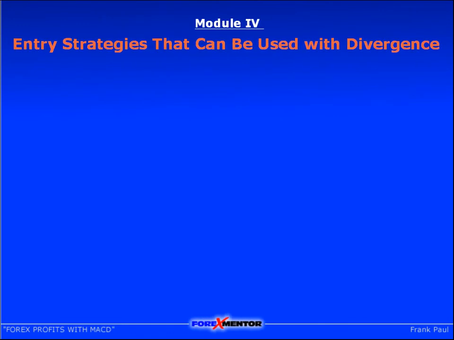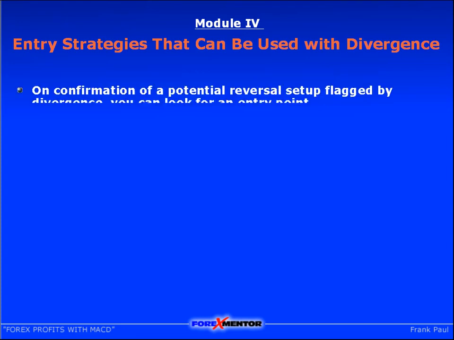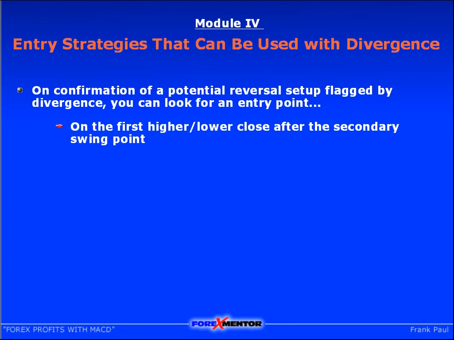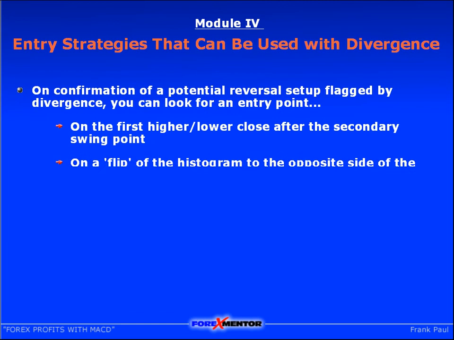Here is a list of a few of the entry strategies that we can use when we flag divergence. This is not intended to be a comprehensive list, but just a few ideas that you can keep in mind that you can work with. So once we've confirmed a reversal setup flagged by a divergence, we can then look for an entry point either on the first higher or lower close after the secondary swing point. I'll show you chart examples of all of these, exactly what I mean, in just a minute.